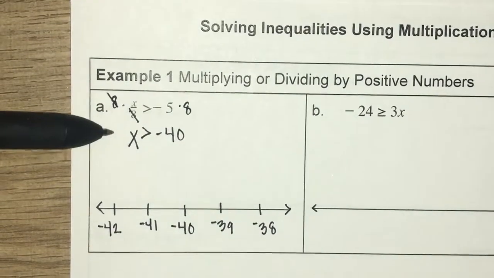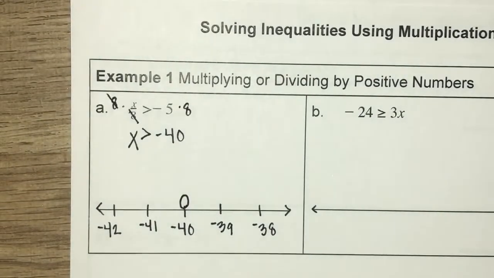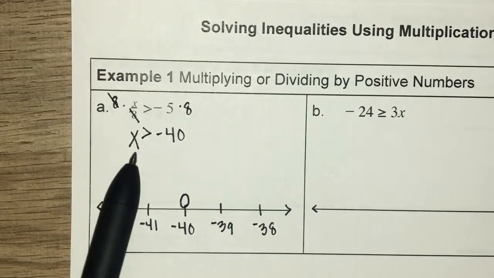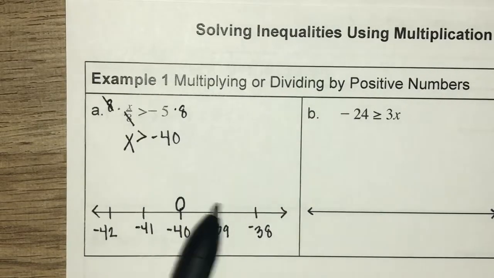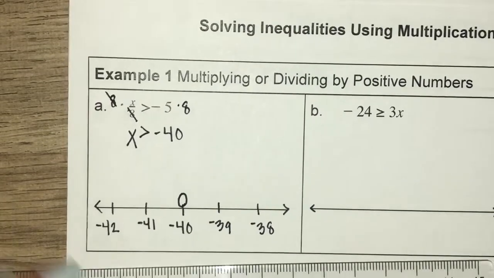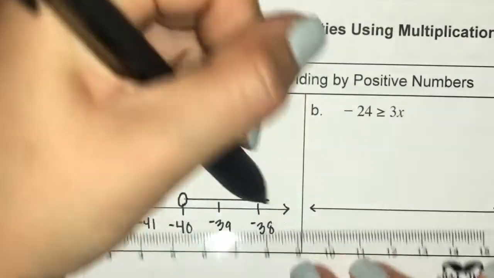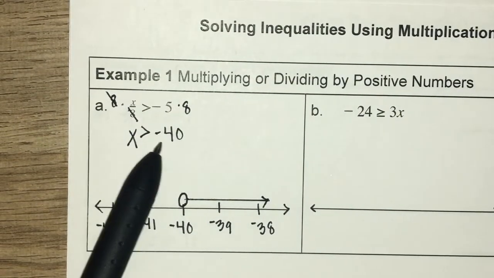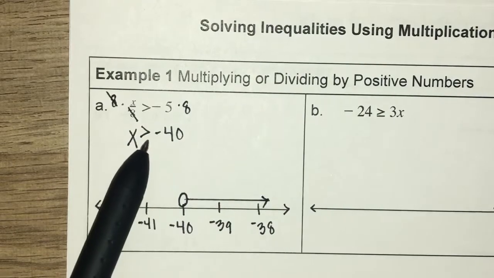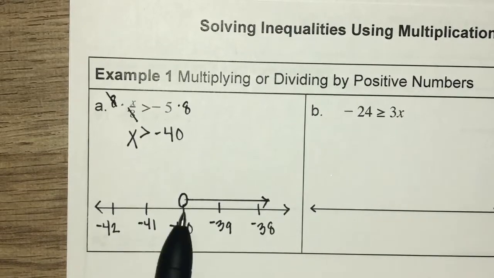Our inequality is x is greater than negative 40. So that means we need an open dot or open circle on the negative 40, and because our x is on the left side of the inequality, the point of the inequality should match the same direction as the point of our arrow. So our arrow should be going to the right. x is greater than negative 40, so our arrow is covering all the numbers that are larger than negative 40. Anytime we're getting larger, we're going to the right. So open circle on negative 40, arrow pointing to the right.